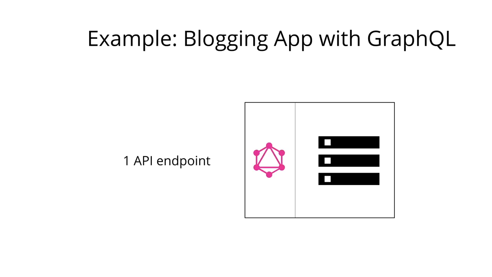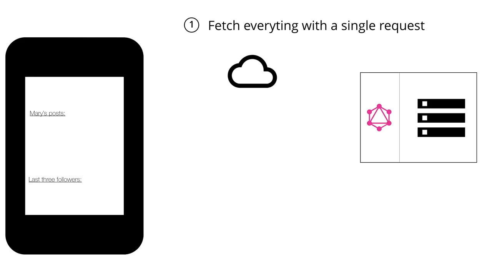With GraphQL, you would only have a single endpoint that would be used by all the different clients that want to retrieve data from the server. So with GraphQL, you would actually only send a single request to the server, and the server would respond with all the information that you need.